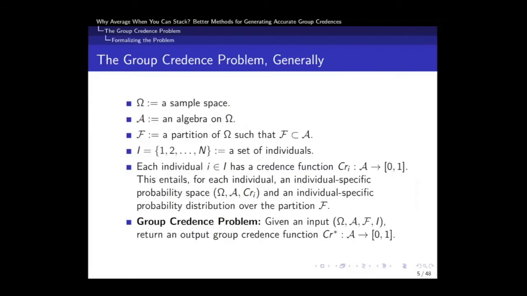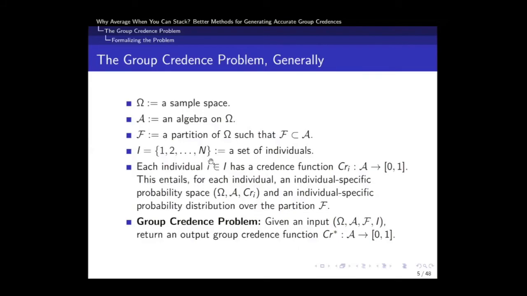We can state this a little more generally and a little more formally as follows. We start with omega, a sample space, which is just a set of mutually exclusive possibilities, possible worlds. A is an algebra on that sample space, and F is a partition of that sample space such that the partition is a subset of the algebra. Then we have a set of individuals, I. There are n individuals in the group.